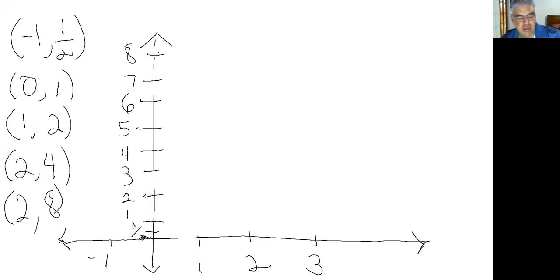And so we're going to start with -1, and a half, 0, 1, 1, 2, 2, 4, and look what's happening now. When we go to 3, it goes to 8. And you can imagine if we only add one more here, it needs to go all the way up to 16. So off the charts. So this is an exponential function.